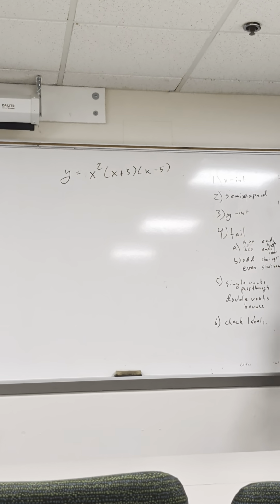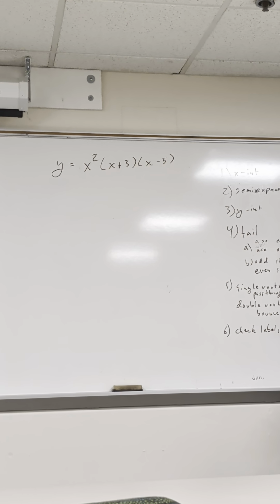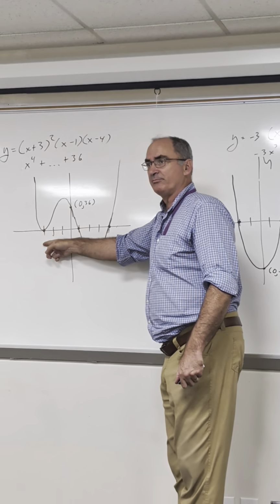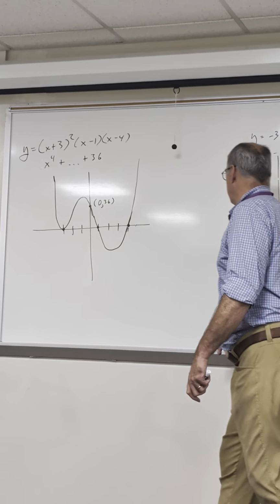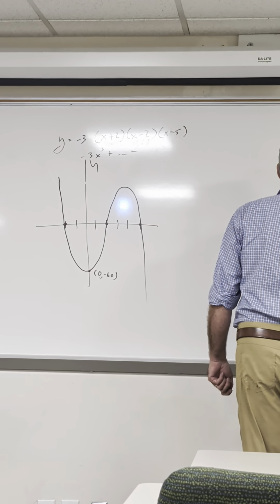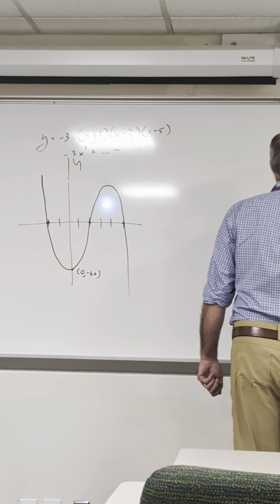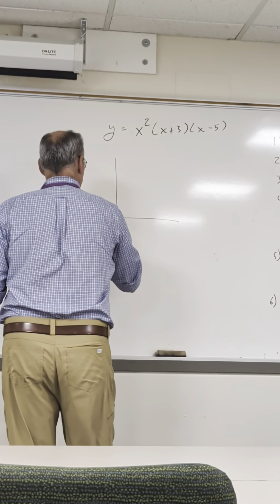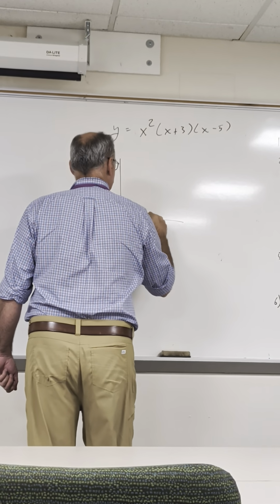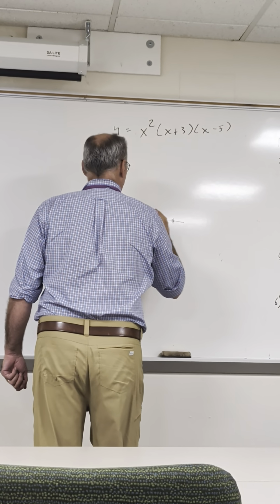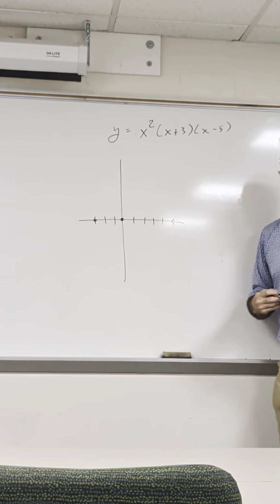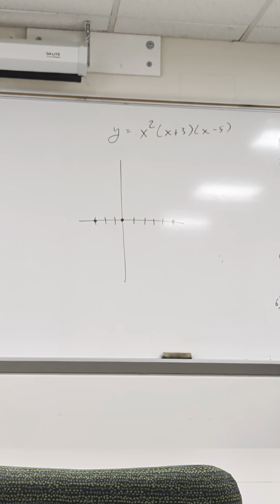The other strange feature of this is here, I had 3 x-intercepts and a y-intercept. Here, 3 x-intercepts and a y-intercept. Here, it's 0 when x is -3. It's 0 when x is 0. It's 0 when x is 5. Do you see that point right there on the origin? It is both an x-intercept and a y-intercept.